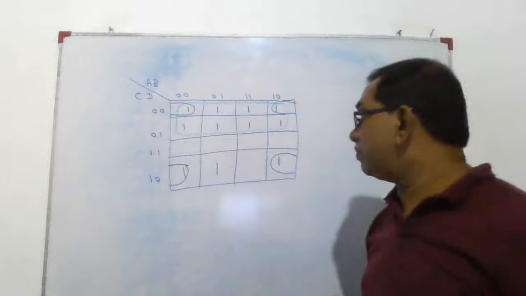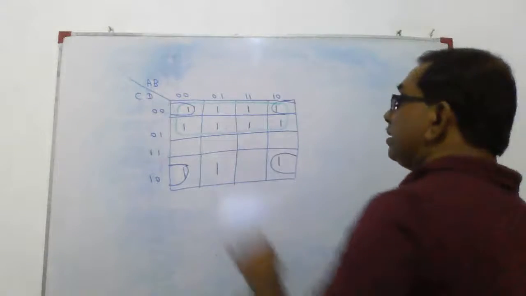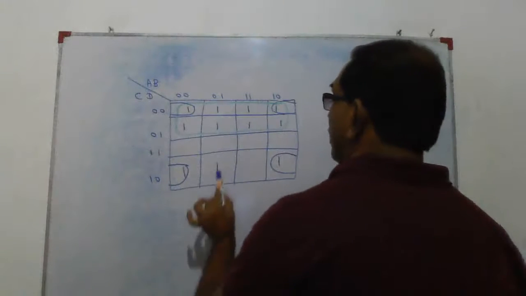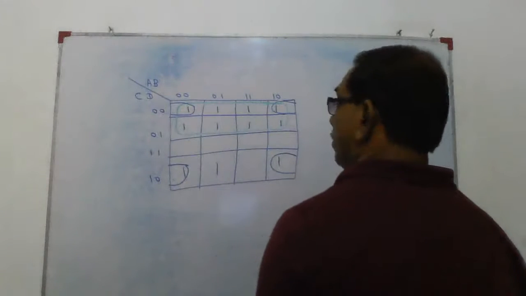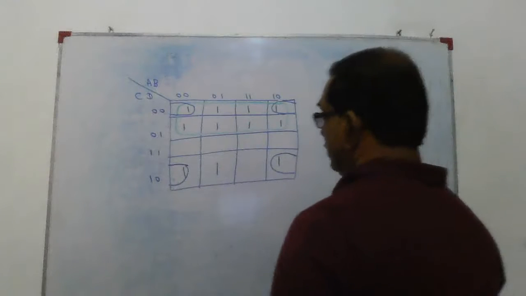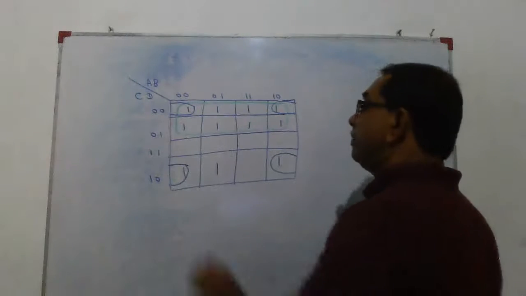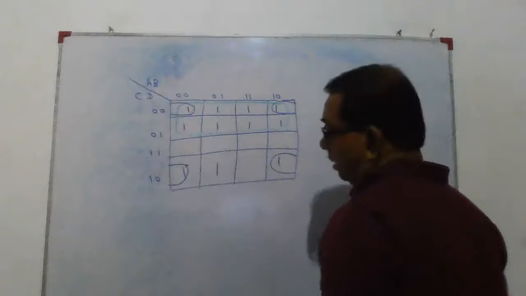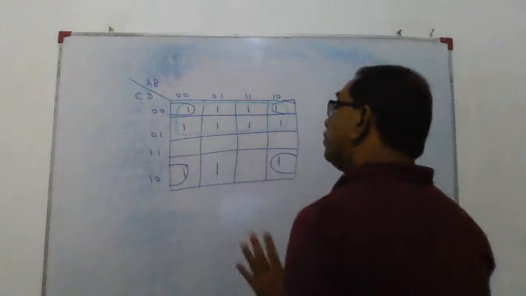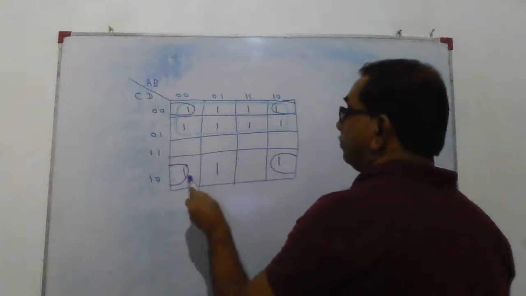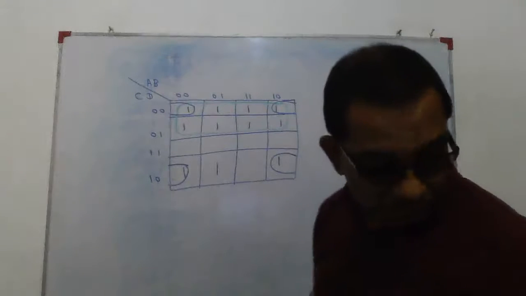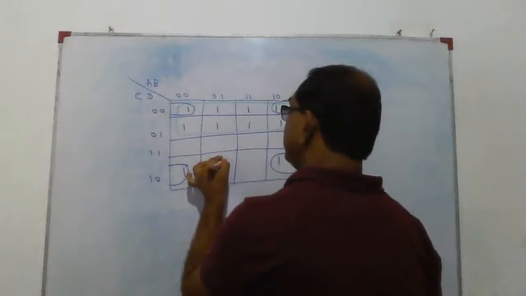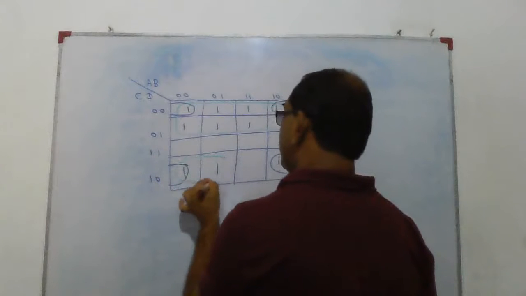So what are we going to do? Can we take this one as a single group? No. There is no other way. We cannot take these 2 as a group. If it is top and bottom or left and right only, we can add. So we cannot take these 2. But here there are 2. What we can do is make a group here with 2.